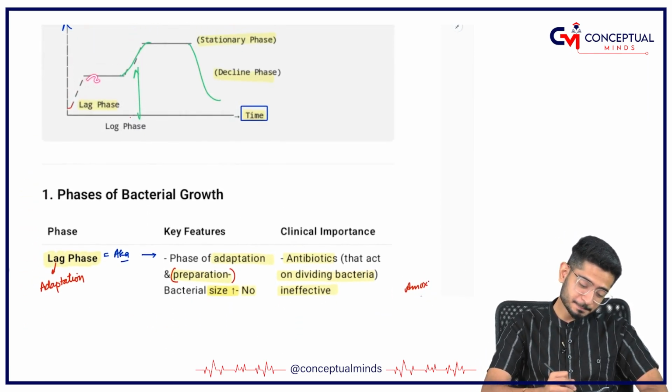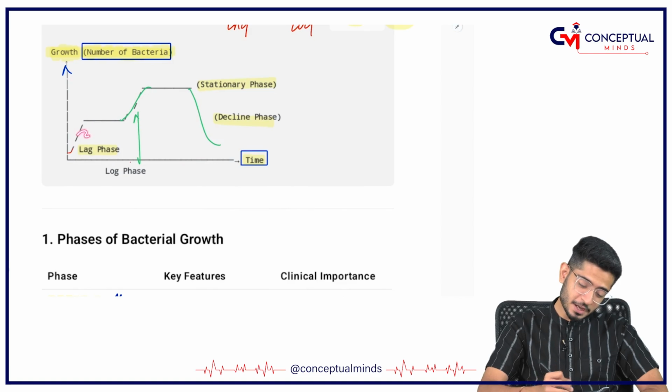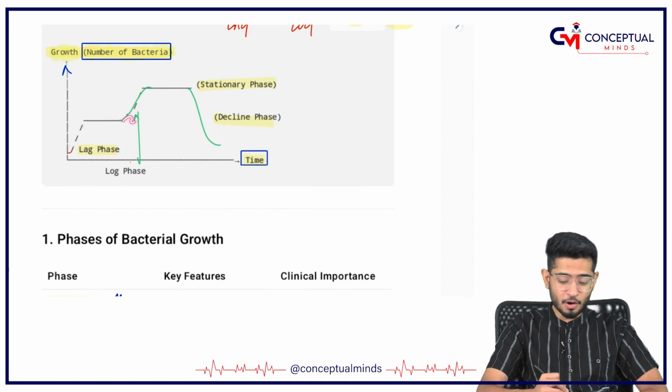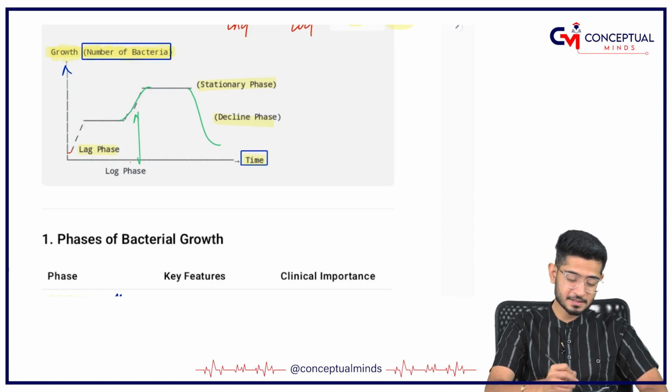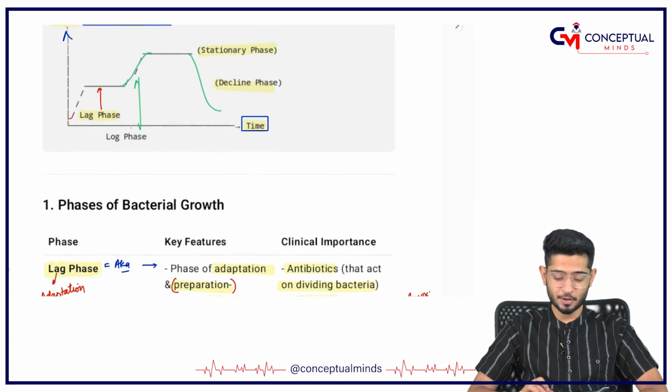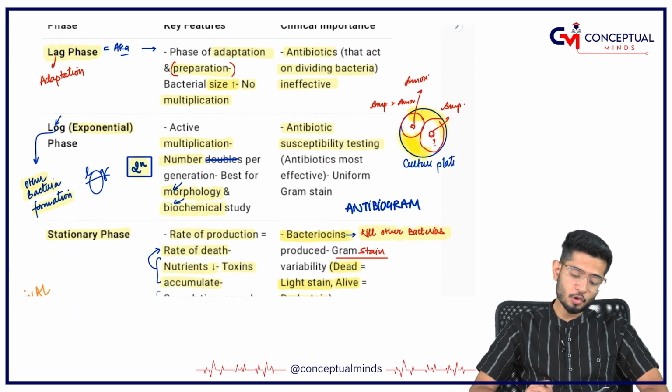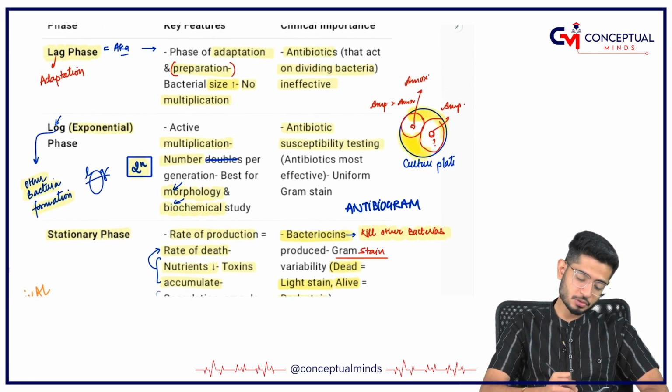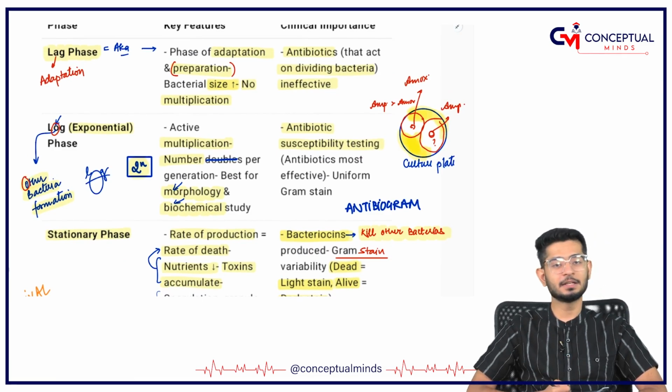Coming on to log phase. That's why it is not dividing. That's why, can you see the number of bacteria is like this, it's not changing. Number of bacteria is not changing in the lag phase, whereas in log phase it is going to increase and increase. This is the lag phase, this is the log phase. Okay, you got it? So, log phase, O for other bacteria formation.